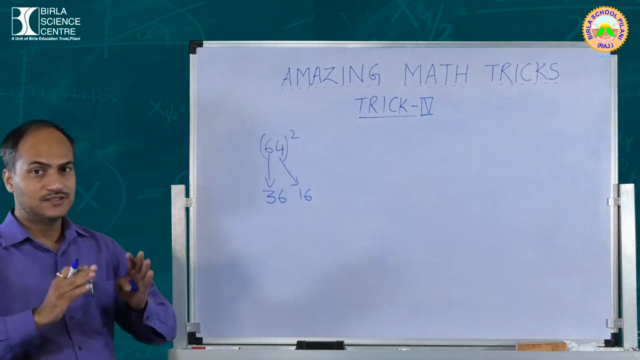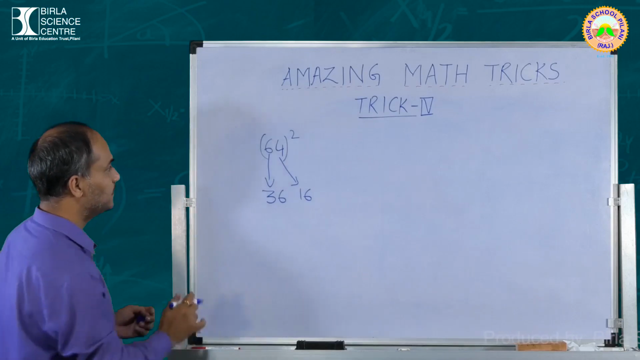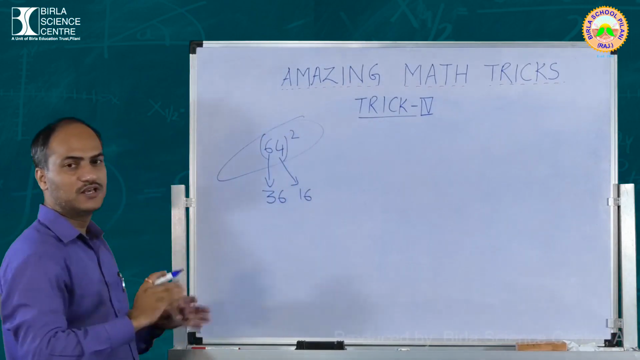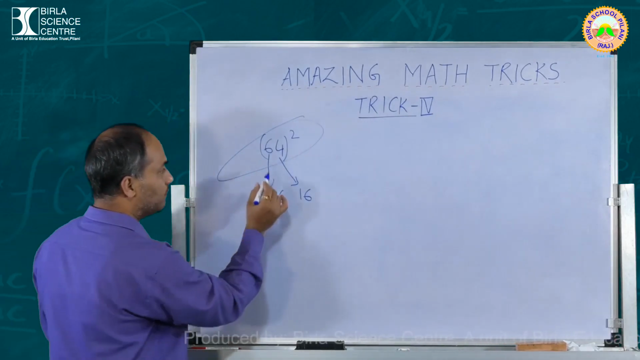Okay. Now is this the answer? No. We have to do one more simple step. And that step is just the product of these three values. 6 into 4 into 2. 6 4s are 24. 24 2s are 48. So 48 we have to write.